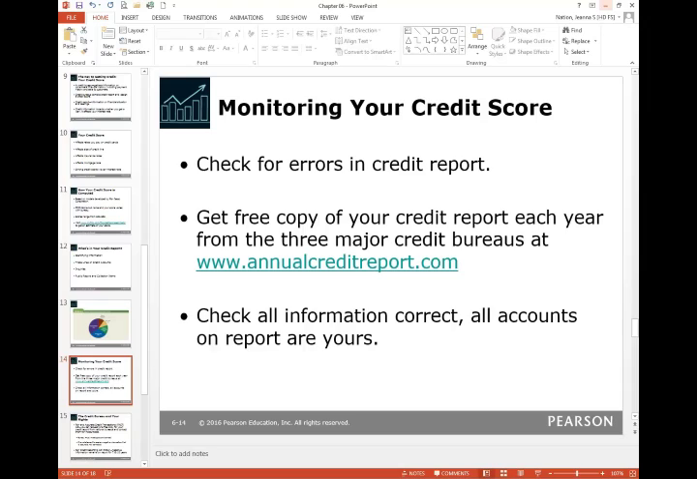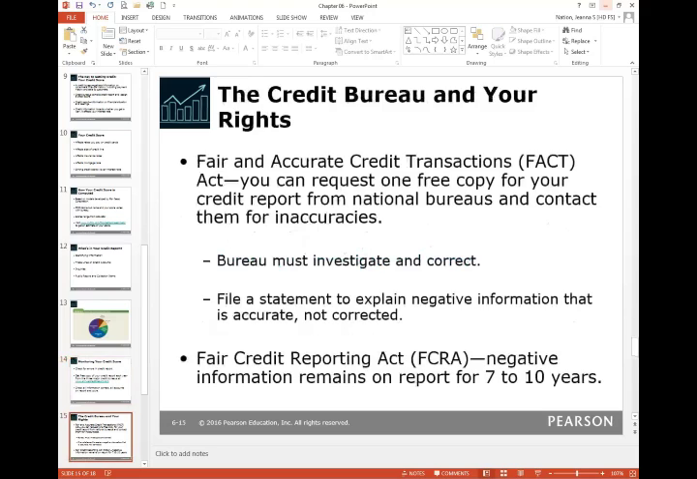To check for errors, make sure you get your free copy of your credit report from annualcreditreport.com. You can get 1 copy of your report from each of the 3 major credit bureaus once every 12 months. So those bureaus are Equifax, TransUnion, and Experian. And you'll want to make sure that you pull 1 of each company every year because, like I said earlier, they all have slightly different information.